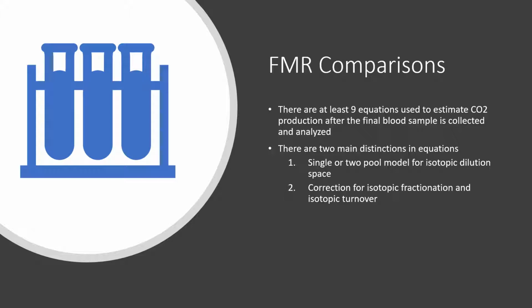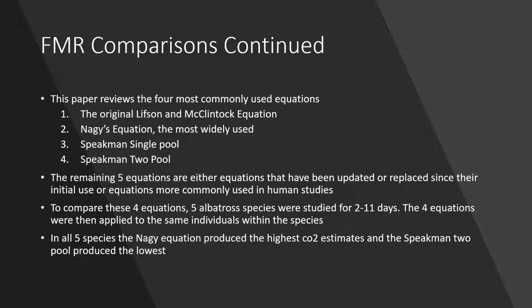Now there are 2 main distinctions between all of these equations. First one being whether it's a single or 2-pool model, and then whether or not that equation corrects for isotopic turnover. So the 4 equations that this paper is going to take an in-depth look at are basically the original equation used in the earliest studies, the most widely used equation, a single pool equation, and then a 2-pool equation. And as I stated before, the remaining 5 have either been updated or replaced by one of those initial 4 I just mentioned, or these equations are more commonly used in human studies. The doubly labeled water method is used in a lot of human studies, but this paper would like to focus more on non-human animal studies.